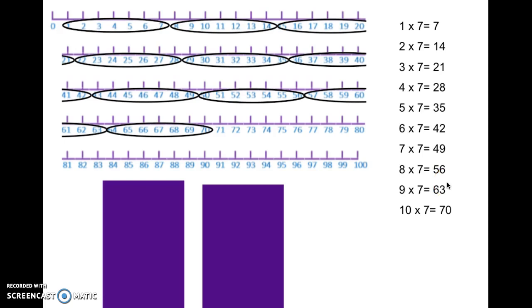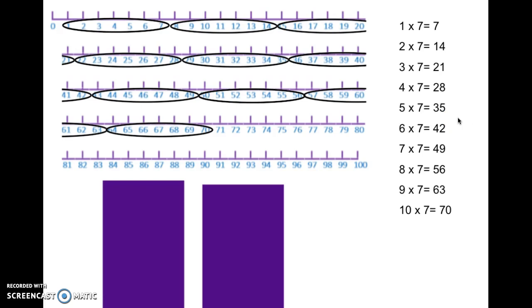Another pattern that I see is that if I ignore 70 and do that little trick again, I add 63 plus 7, I get 70. When I add 56 plus 14, I get 70. If I do 49 plus 21, I get 70. 28 plus 42, I get 70. So you can see that that pattern works all the way up to those 5s.